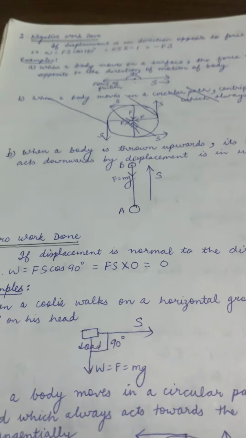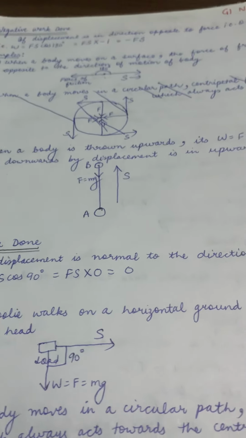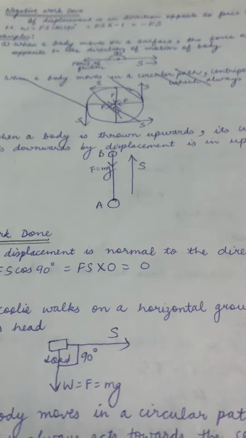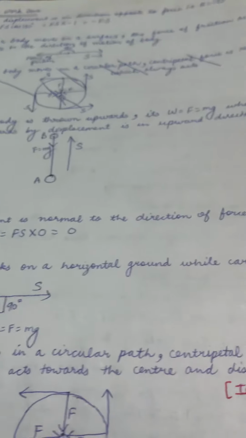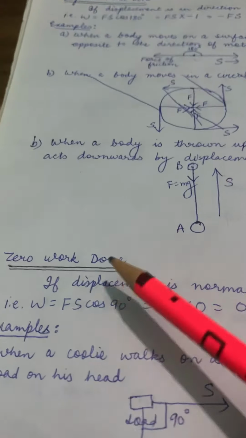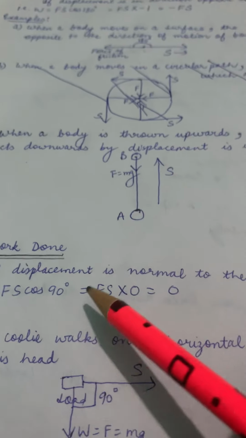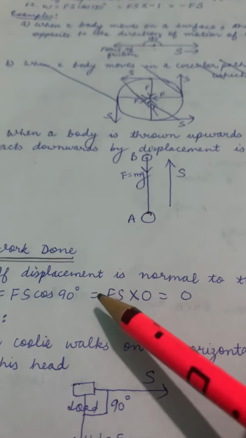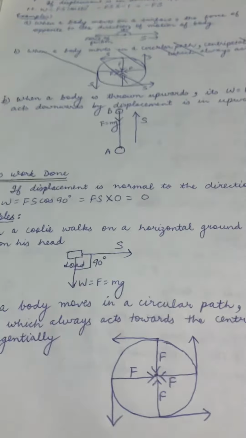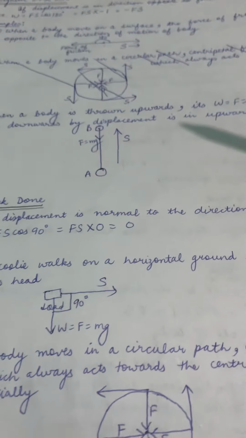Third case is your zero work done. Zero work done, then when angle between the displacement and your applied force is 90 degree, that is W is equal to Fs cos 90 degree. Fs cos 90 is 0, Fs into 0 is 0, so work done is 0. So let us try to understand these examples.